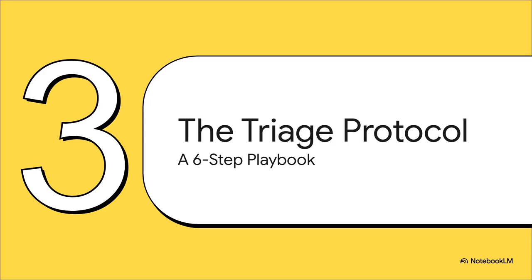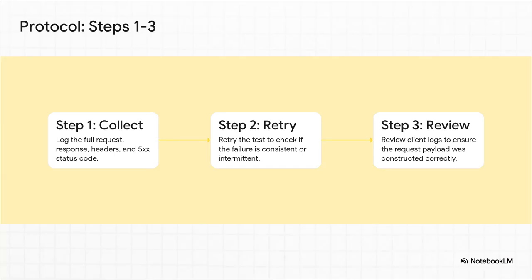Okay, so we have our master key. Now let's put it to use with the investigator's playbook, the 6-step triage protocol. This is the exact repeatable process you're going to follow every single time a 5XX error pops up. Now the protocol starts on your side, on the client. Step 1, collect everything. And I mean everything. The full request, the response, and most importantly, all the headers.